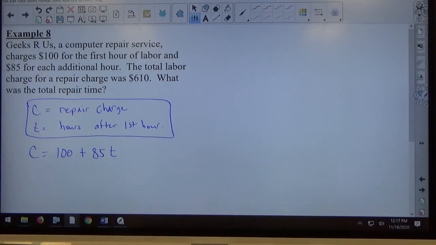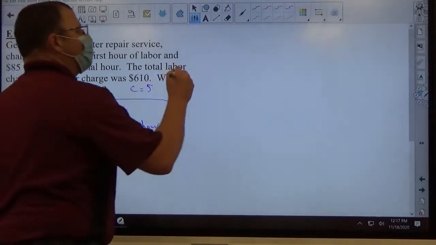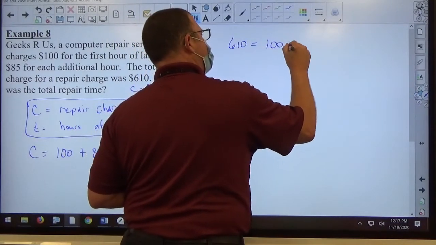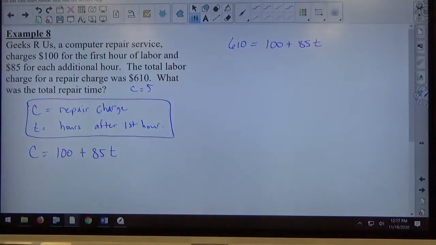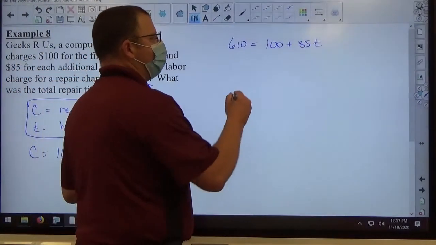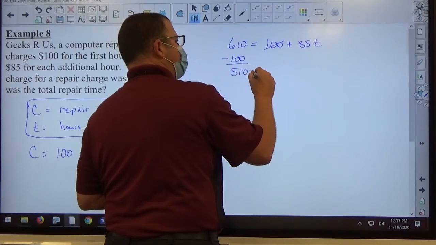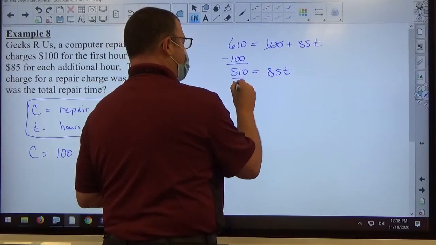So, we know the repair charge was $610, so they're telling me C equals 610. So 610 equals 100 plus 85T. Now the only variable left is T, so I need to solve for that. So I'm going to move my 100 over. That gives me 510 is equal to 85T. Divide both sides by 85.